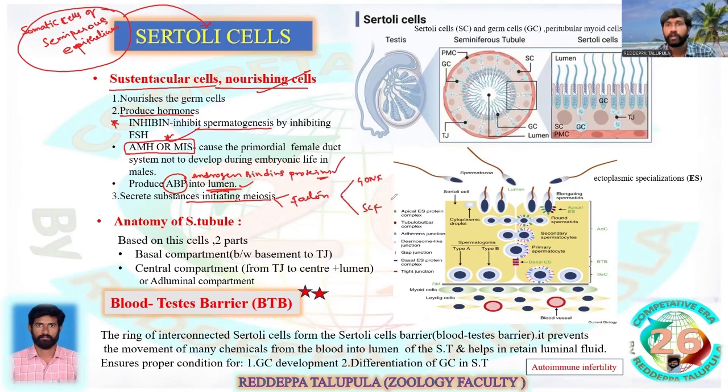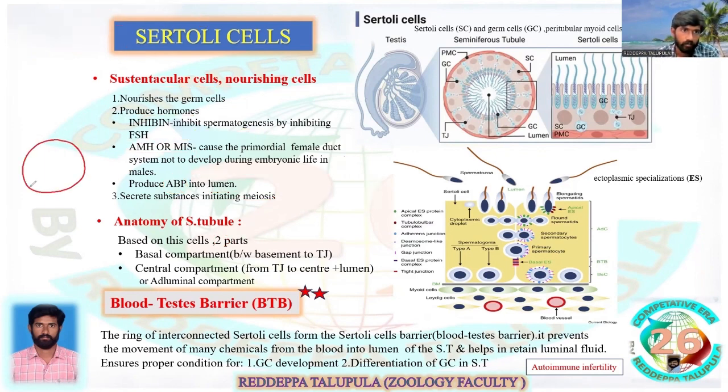Okay. Next, if you talk about the anatomy of the seminiferous tubule, based on these cells, the seminiferous tubule is divided into 2 parts. See, I will give a diagrammatic representation. See, this is the seminiferous tubule. Let us assume there will be Sertoli cells like this.